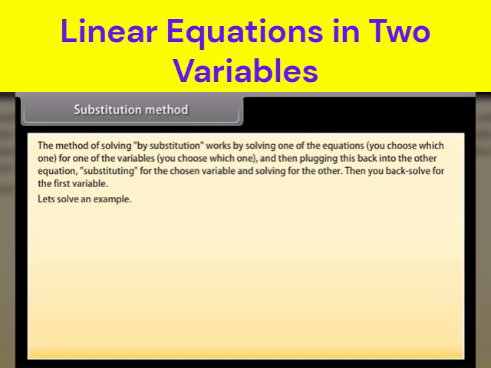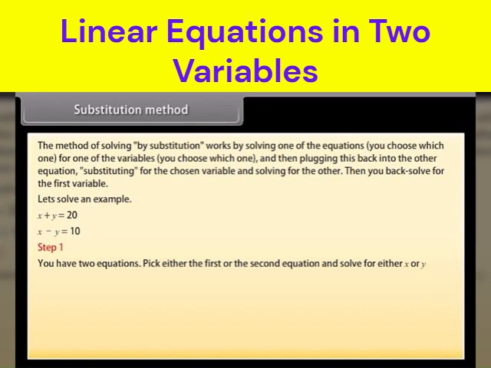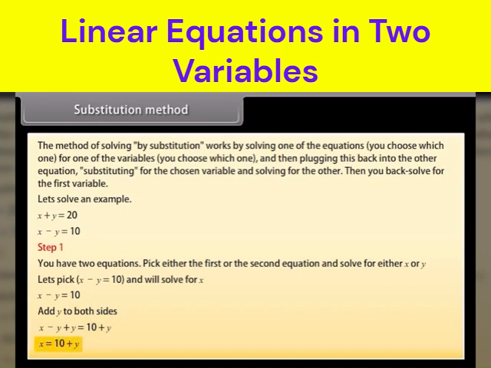Let's solve an example. x plus y equals 20. x minus y equals 10. Step 1. You have two equations. Pick either the first or the second equation and solve for either x or y. Let's pick x minus y equals 10 and we'll solve for x. x minus y equals 10. Add y to both sides. x minus y plus y equals 10 plus y. x equals 10 plus y.